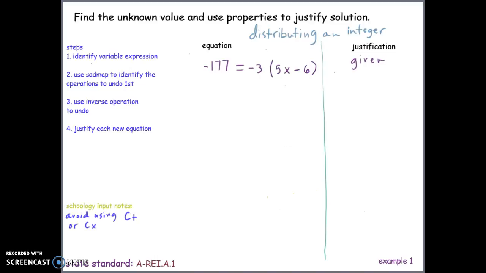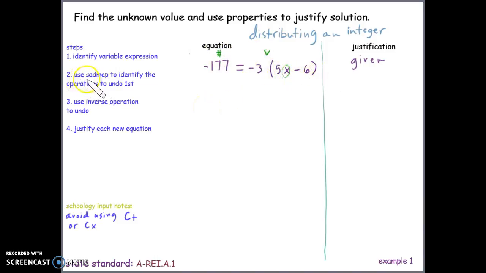Here we have: find the unknown value and use properties to justify the solution. We've got steps over here, and our first step is to identify the variable expression. We have the expression here, -177. This is not the variable expression because there's no variable in this expression. Then we have the expression -3 times (5x minus 6). There's our variable. So our variable expression is the right side, so we're making this the variable side, and this is the number side. We're trying to eliminate all of the numbers on the variable side.